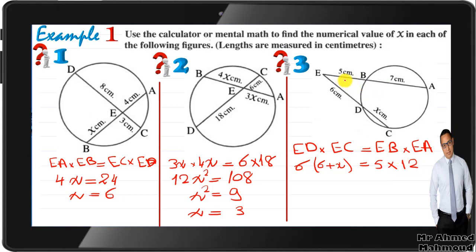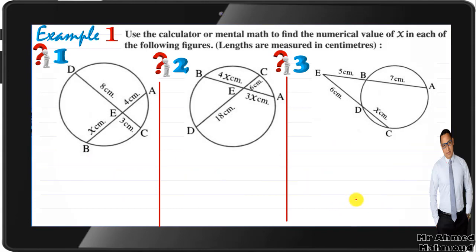The common mistake: some of us multiply 5 times 7. It's wrong. The right answer is 5 times 12. Now I'm going to multiply 5 times 12, equals 60. I'm going to send 6 there as a divisor, so 6 plus x equals 60 divided by 6, equals 10. And I'm going to send 6 as a minus, so x equals 10 minus 6, equals 4. Next.